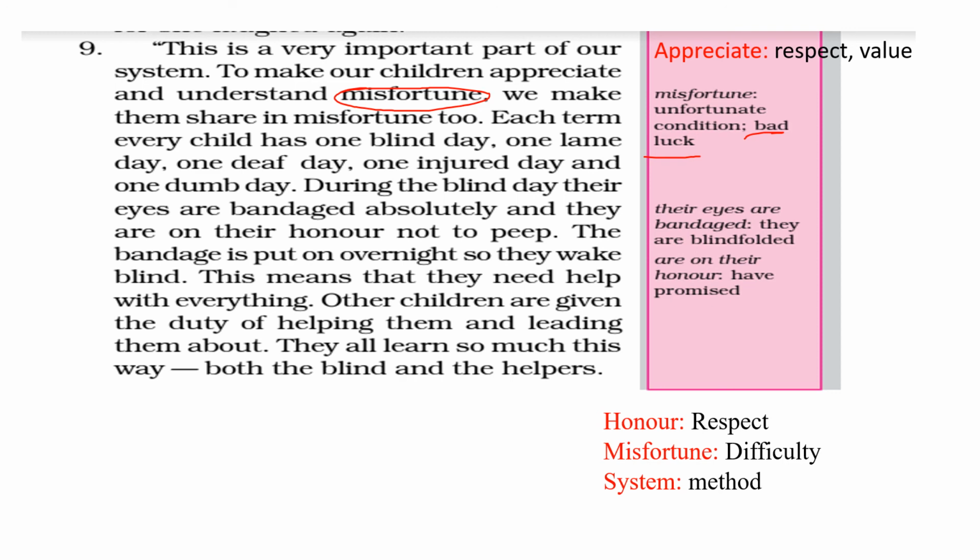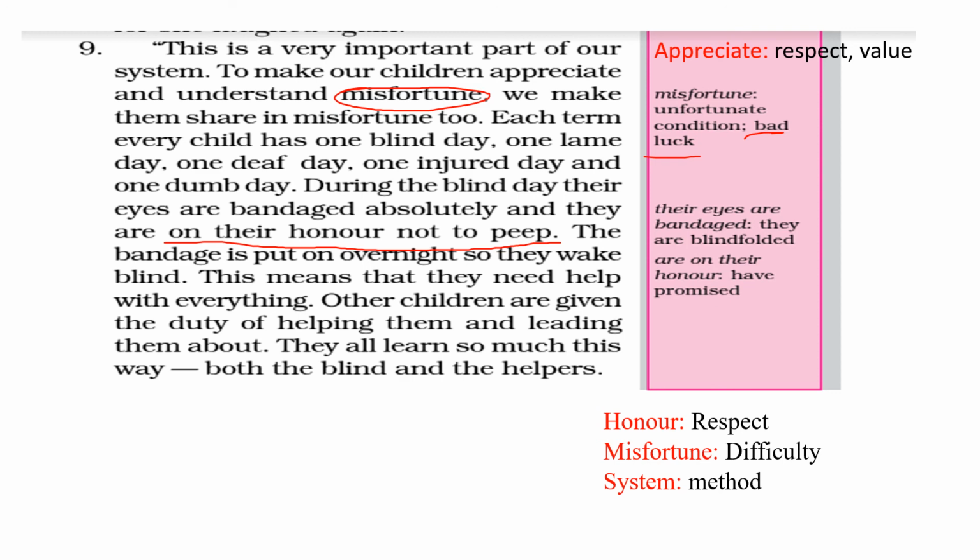Now further she tells, "During the blind day their eyes are bandaged absolutely and they are on their honor not to peep." On their honor not to peep means they are promised. They promise that they will not peep out of the bandage that is tied around their eyes. So during the blind day, these children who are assigned to behave like blind people, their eyes are completely bandaged and they promise that they will not look through the bandages. "The bandage is put on overnight so they wake blind." In the night only the bandage is wrapped around their eyes, and when in the morning they wake up, everything is black in front of their eyes. So they wake up blind, means they are unable to see anything from the morning itself.